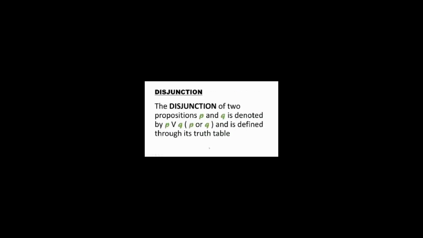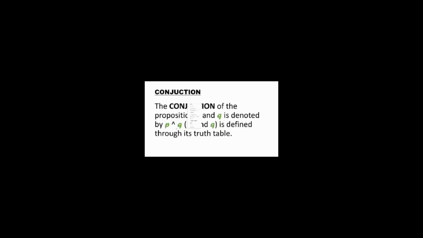So, next is disjunction. The disjunction of two propositions P and Q is denoted by P ∨ Q, or pagbasahin is P or Q. So, kanina, P ∧ Q, pagbasahin is P and Q. So for now, this one, P ∨ Q, meaning to say P disjunct Q, is defined through its truth table.